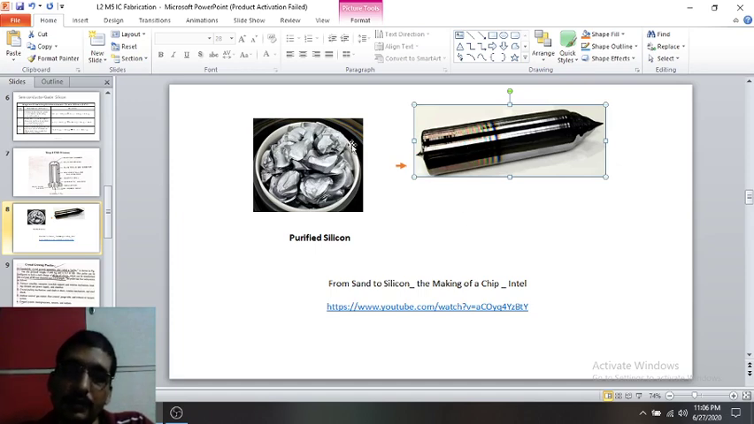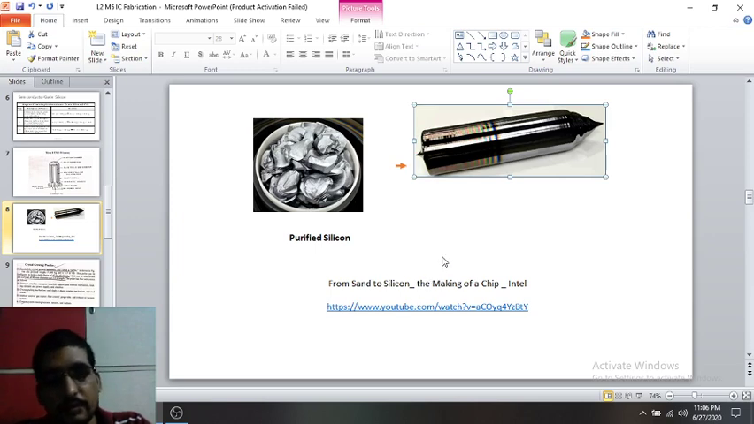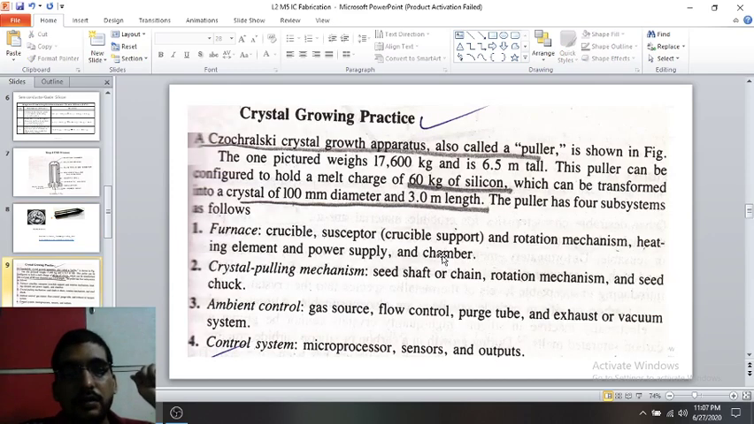So let us proceed further. Now we have finally received this electronic grade silicon, which is 99.99% pure, and now we want to obtain the silicon ingot for fabrication purposes. Purified silicon is obtained. Now the next step is to obtain the ingot. How do we do that?